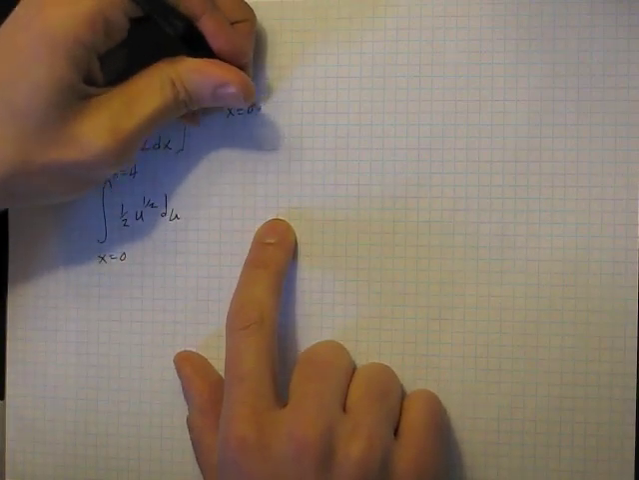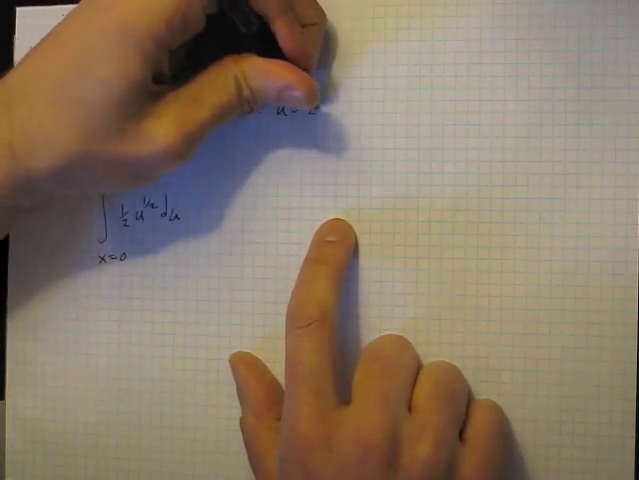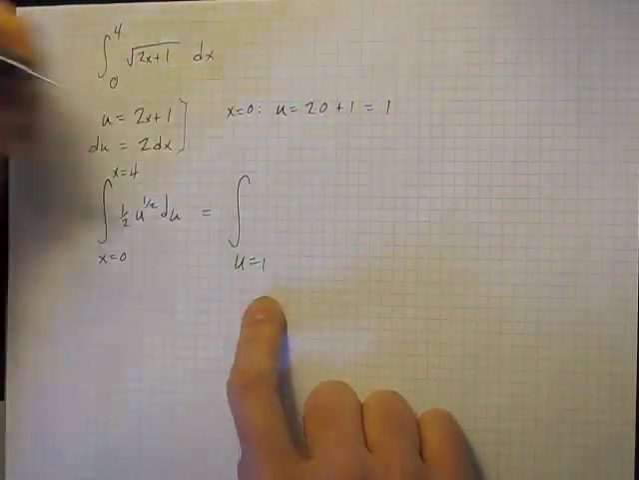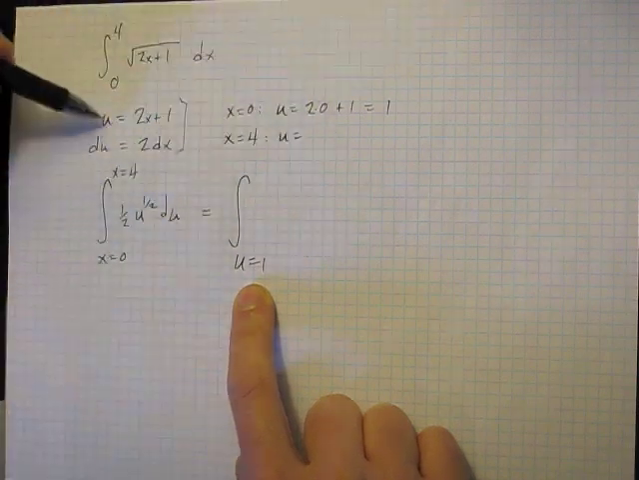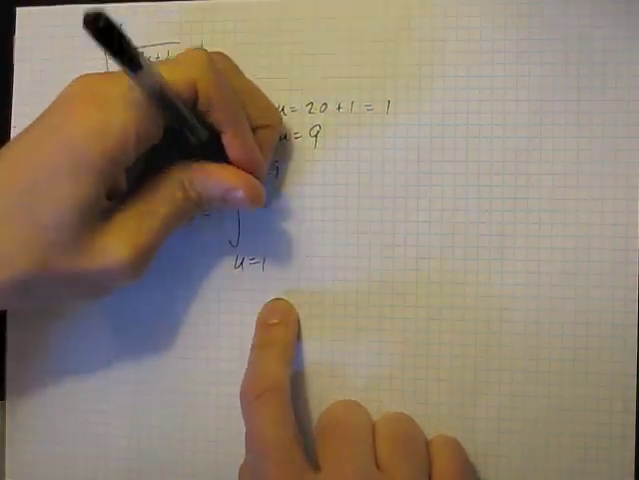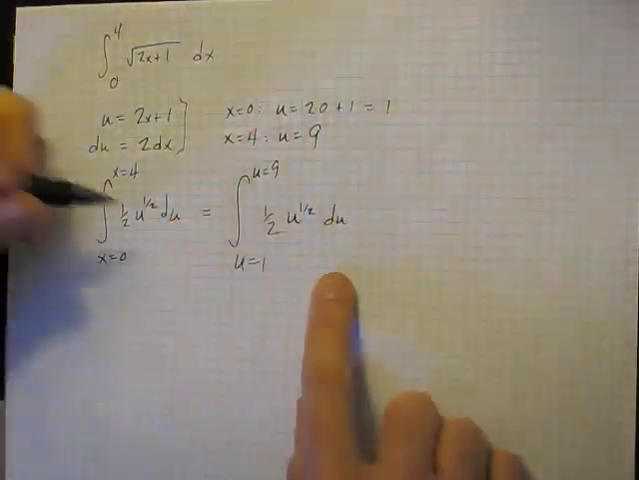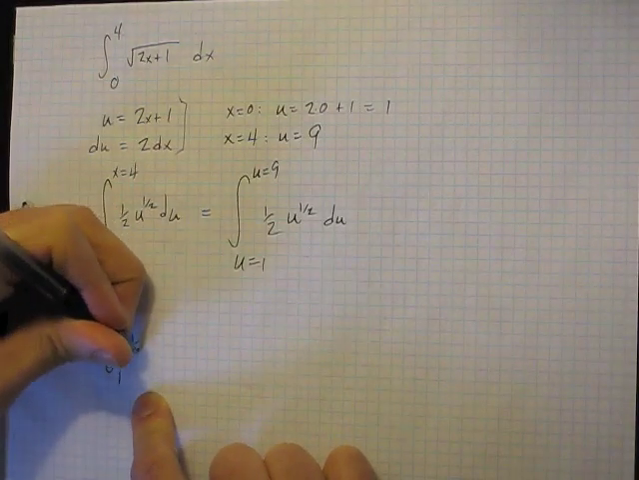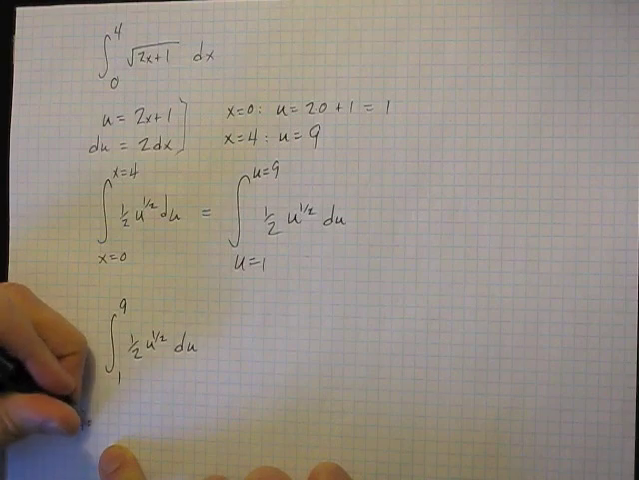So notice when x is equal to 0, that means that u is equal to 2 times 0 plus 1, so u is equal to 1. So we're going to change this to make that a 1 down there. And when x is equal to 4, do the same, use this top equation. 2 times 4 plus 1 is 9, so u is equal to 9. And so we get u from 1 to 9, and we get a half u to the 1/2 du. And now we can compute this integral just using these numbers, and we can forget all about the x's. So at this point, forget x forever.